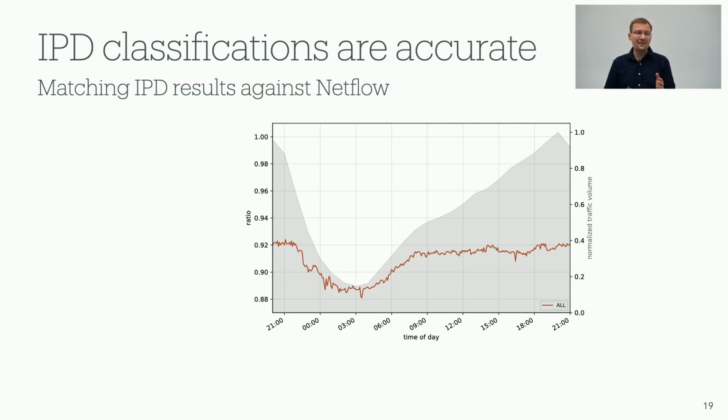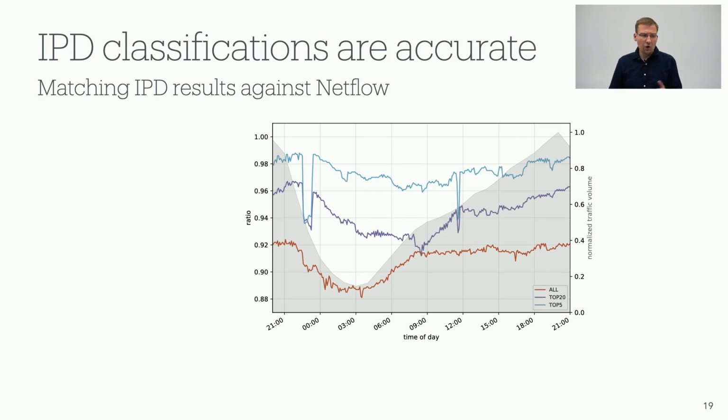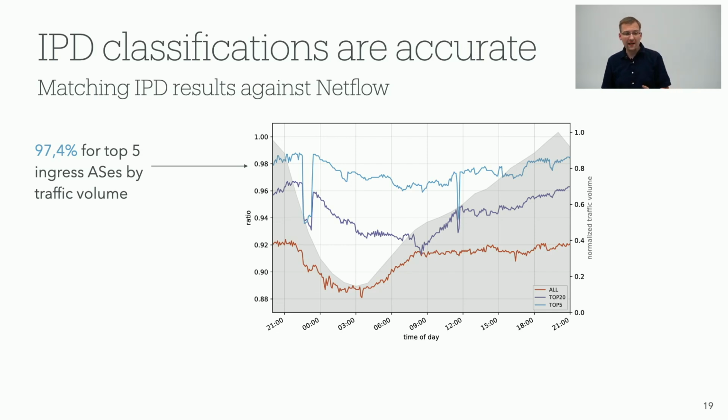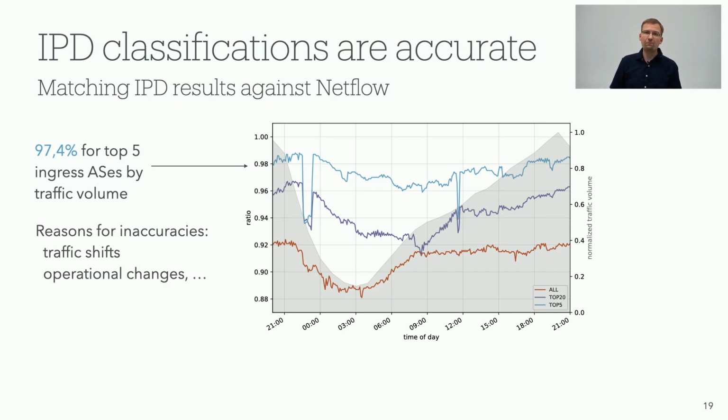But remember that our design focus was on high volume traffic prefixes, so the ones that are the most relevant for performance debugging and ingress traffic engineering. We therefore further identified the top 5 and top 20 inbound ASs by traffic. And here the ingress point detection performs even better, with 98% of the prefixes from the top 5 ASs classified to the correct ingress link on average.